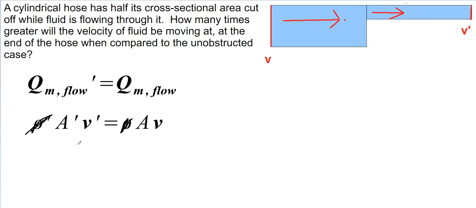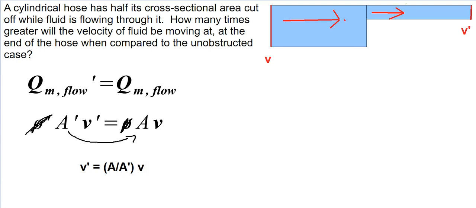Now, next up, what we want to do is compare these two. The best way to compare things is to simply have one be equal to some constant times the other. So what I'm going to do here is move A prime to the other side. This is going to leave us with v prime is equal to A divided by A prime times v.